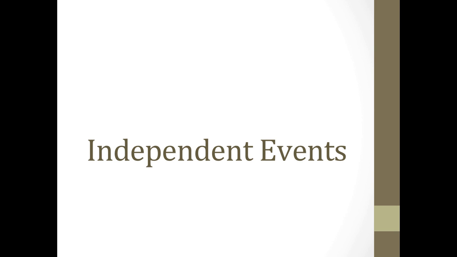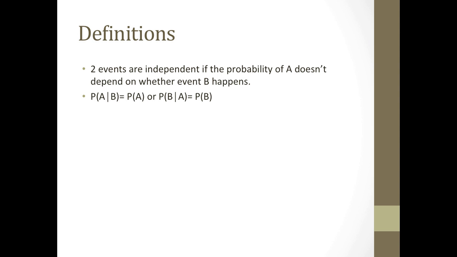Today we're going to talk about independent events and what independence means in probability. A definition of an independent event: two events are independent if the probability of A doesn't depend on whether event B happens. So the conditional probability, the probability of A given B, is equal to the probability of A, or the probability of B given A is equal to the probability of B.